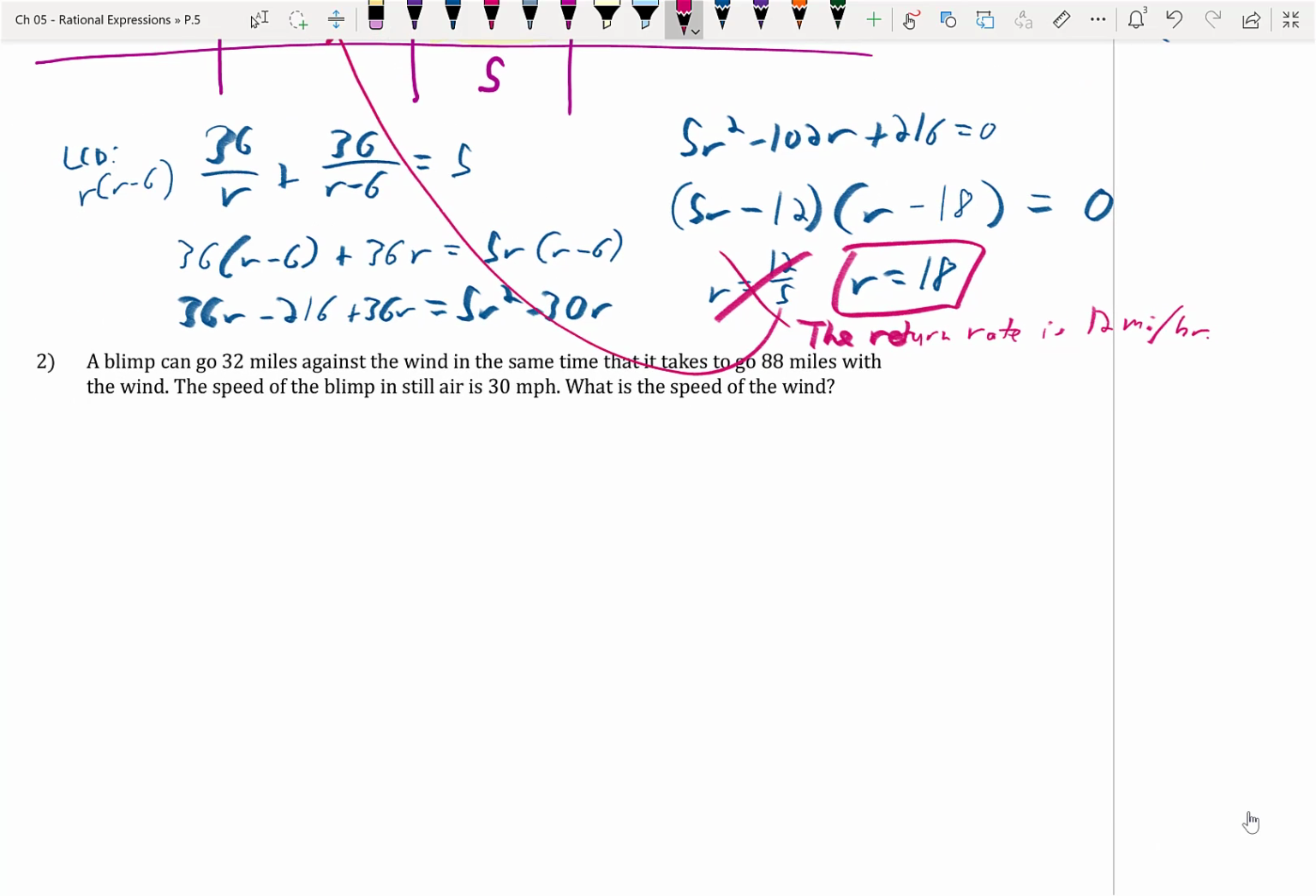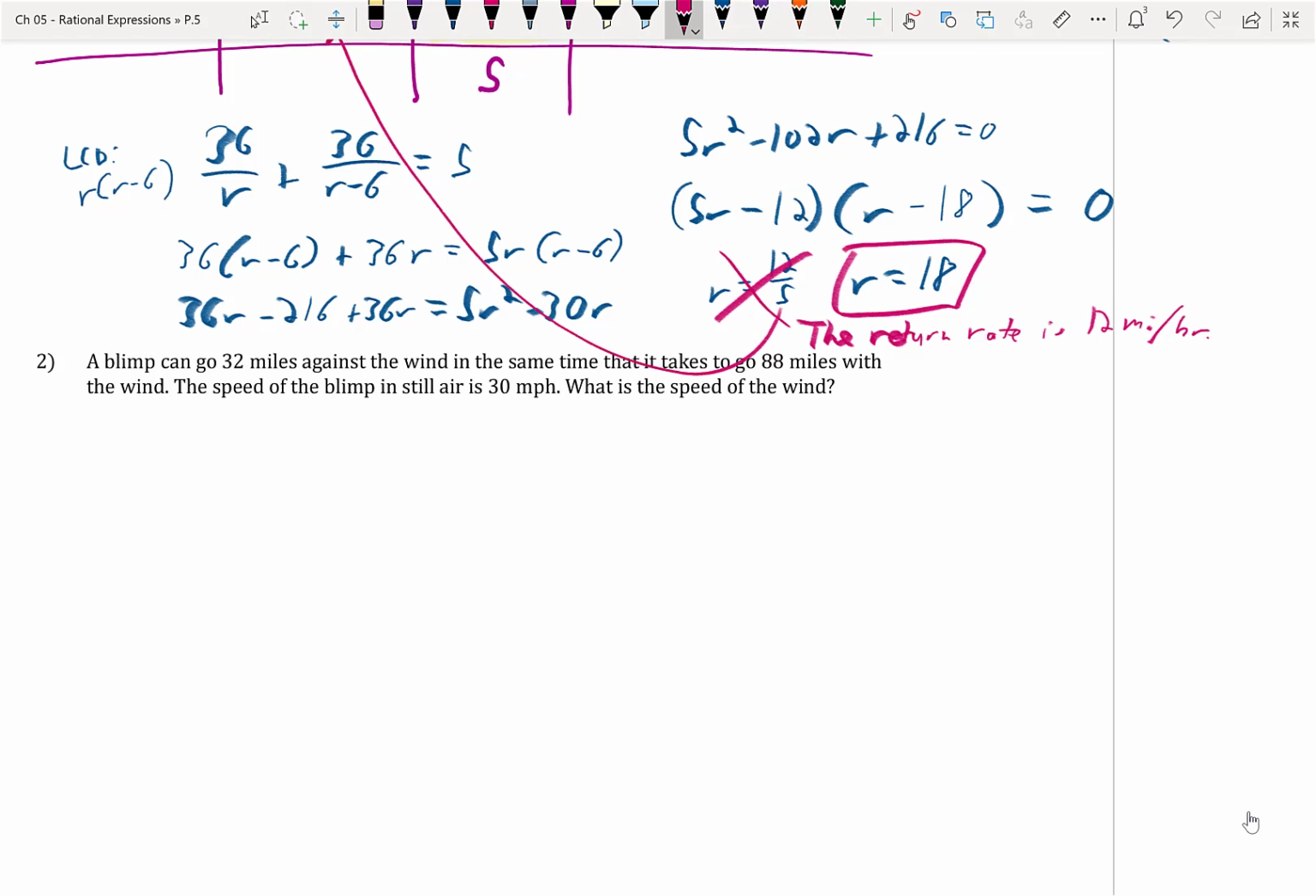Okay, next we got some more wind problems. But you guys kind of mastered the wind problems last time. So a blimp can go 32 miles against the wind in the same time it takes to go 88 miles with the wind. The speed of the blimp in still air is 30 miles per hour. What's the speed of the wind?